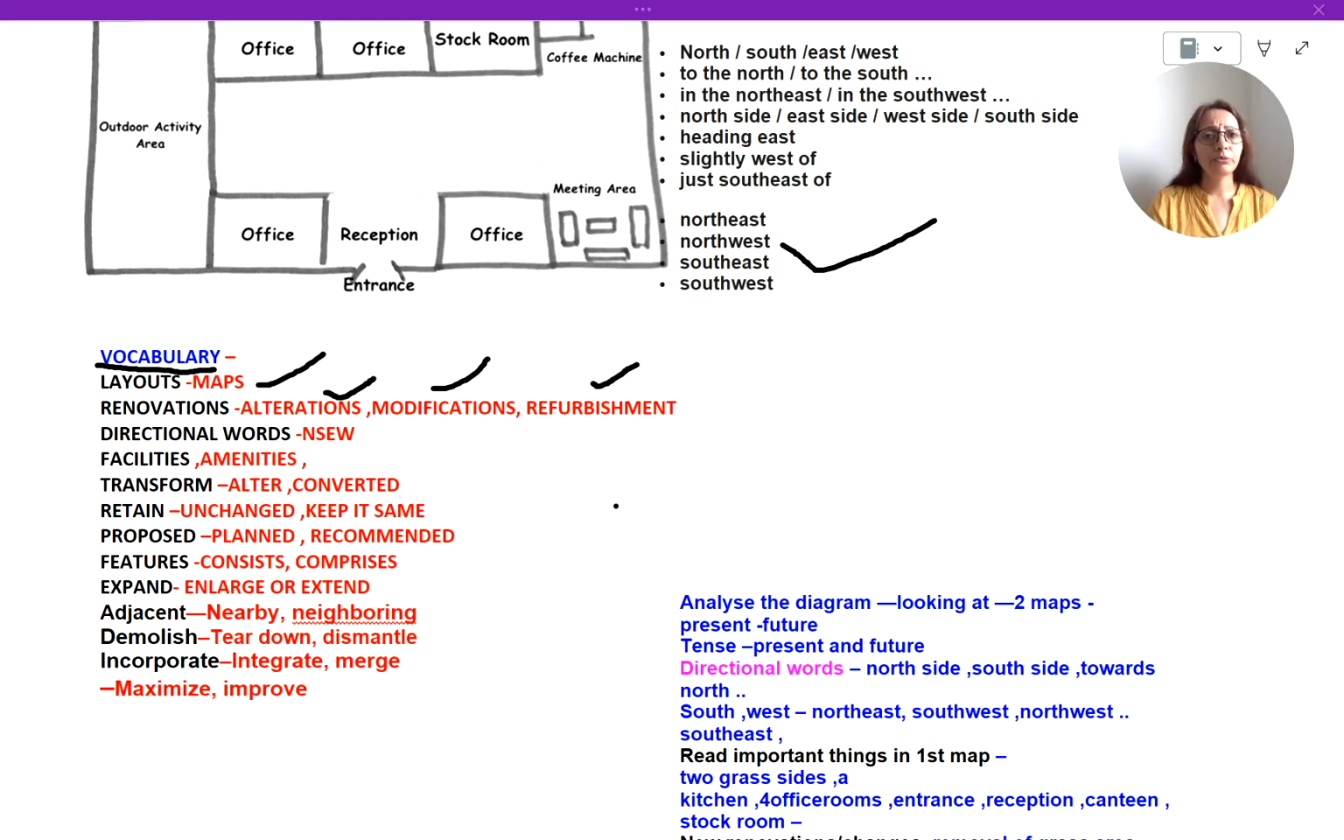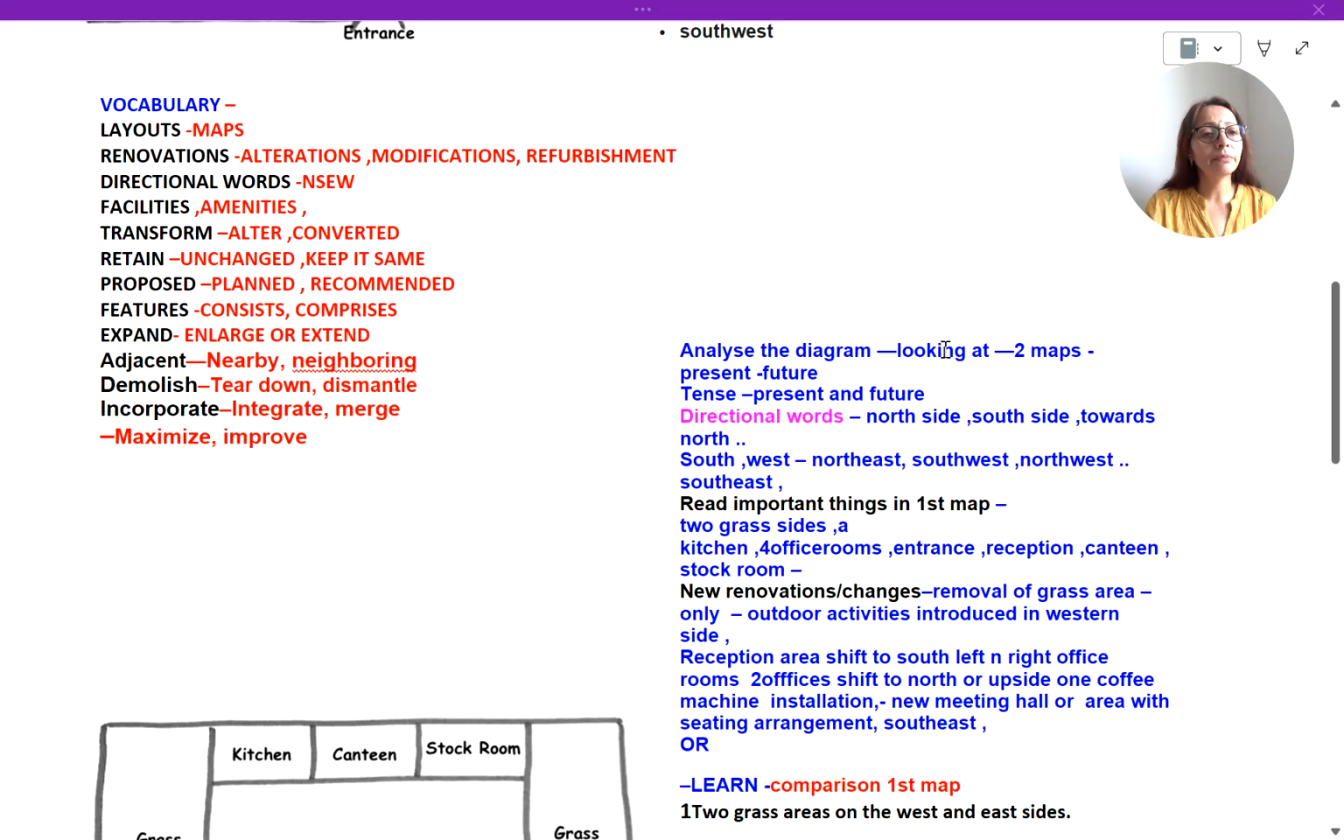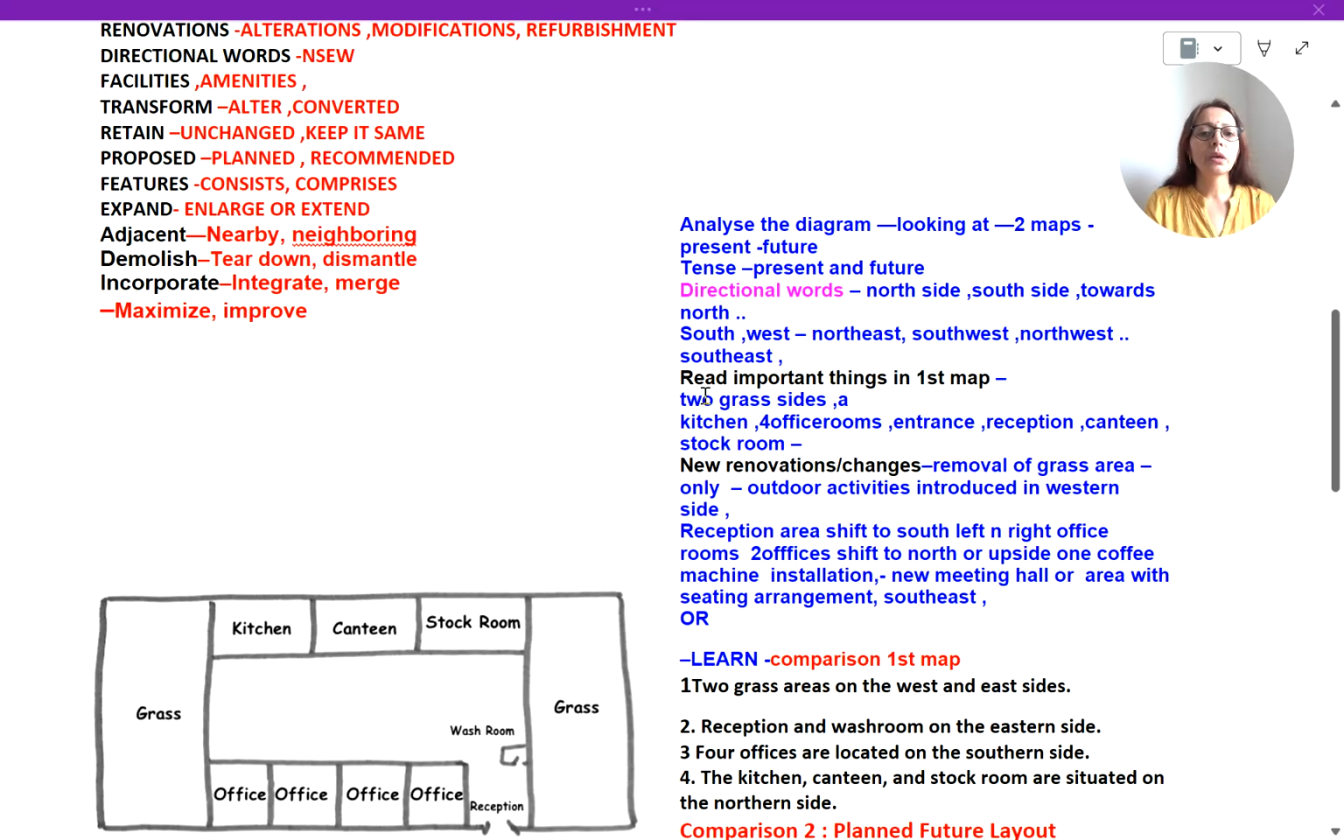Okay, now planning we have done. So what is left? Now I will show you how you can make notes when you are learning and practicing, how you can note down important things. So first we have done analyzing the diagram, looking at two maps, present and future tense. Also, I have told you that present and future tenses will be there, and directional words, just take them and note them down. So read the important things in the first map that we have done.